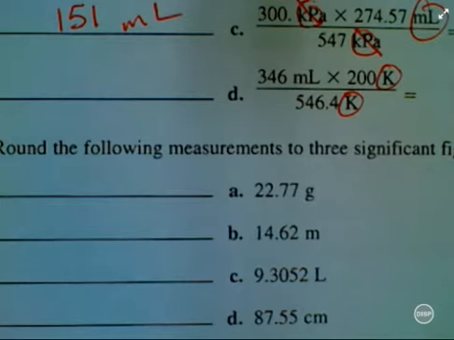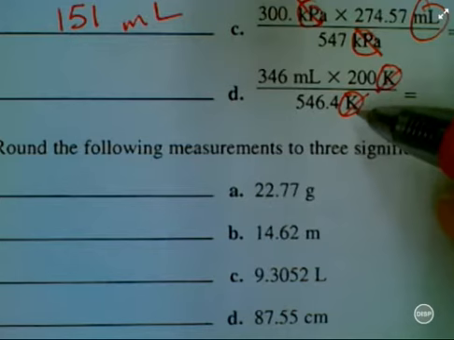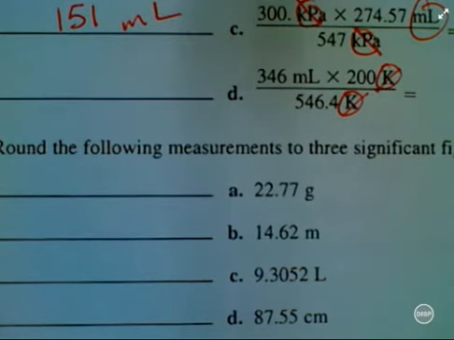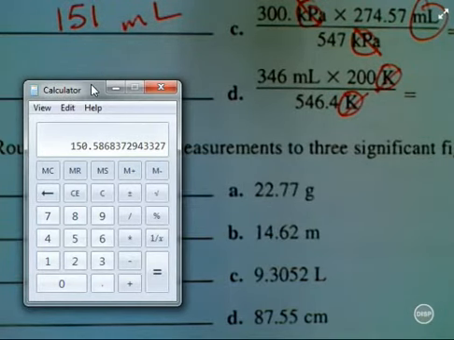Now for D, again, I see that we haven't really done a lot with temperature yet. What am I supposed to do with these kelvins? Cancel them. Right? One's on the numerator, one's on the denominator. I can cancel those out. Don't have to worry about them anymore. I just go straight to my calculating. 346 times 200 divided by 546.4. And I have an answer.